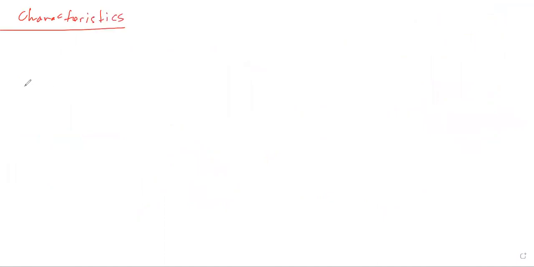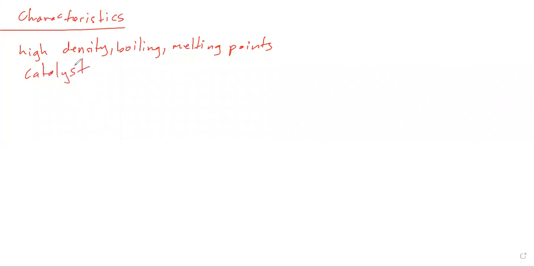They have high density and high boiling point and melting point. So every physical property is high: high density, high boiling point, and high melting point. Know that they are catalysts. Anything else? They have magnetic properties. And yes, they form compounds with different oxidation states. That is correct.